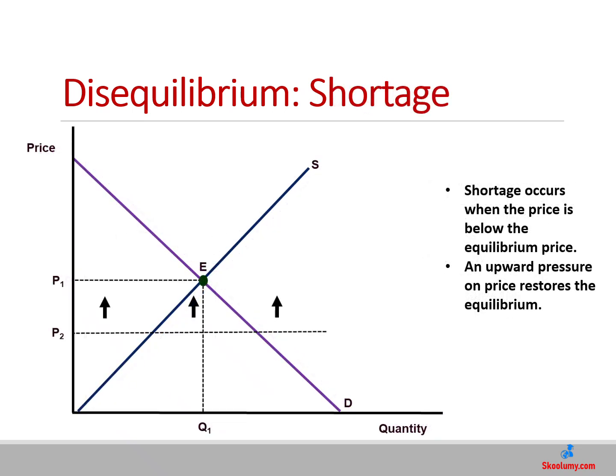A fall in price will make demand exceed supply and create a shortage. The scarcity of the goods causes price to rise to ensure only those who can pay have the product. This restores the equilibrium.